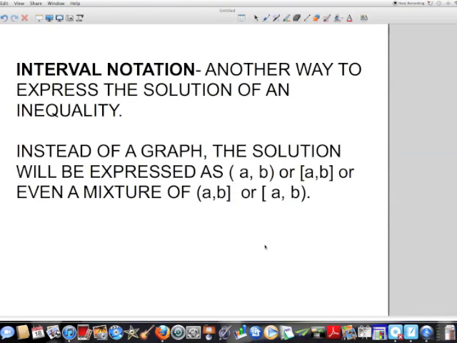Interval notation is just another way to express the solution of an inequality. Instead of drawing a graph, the solution will be expressed in parentheses or bracket form, such as (a, b), or [a, b], or even a mixture where perhaps you have parentheses on the front and brackets on the back, or vice versa.